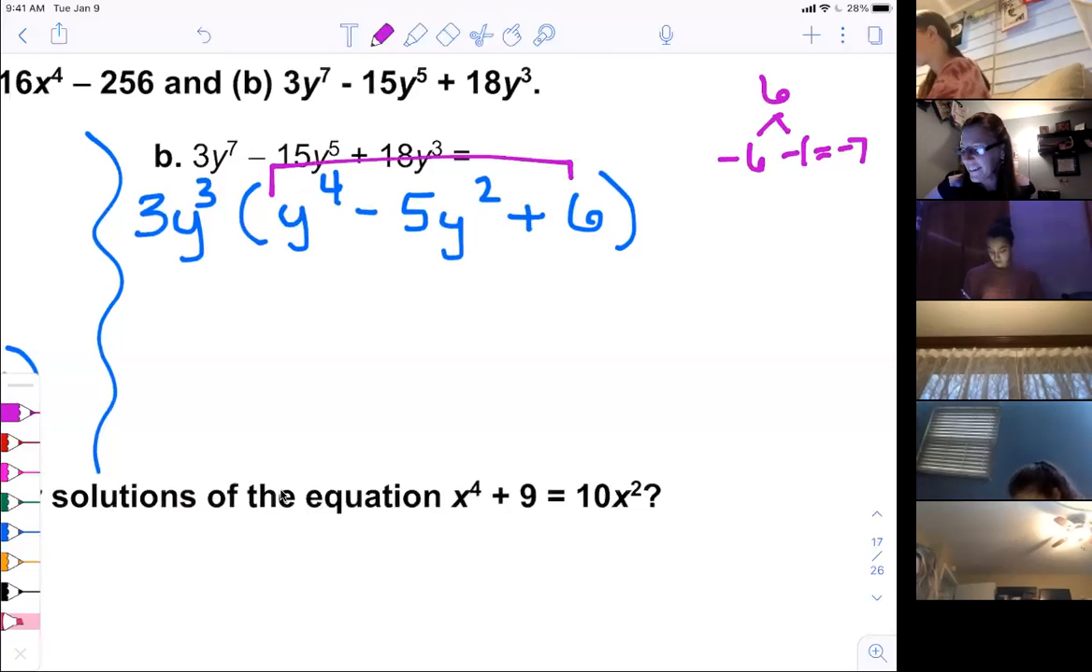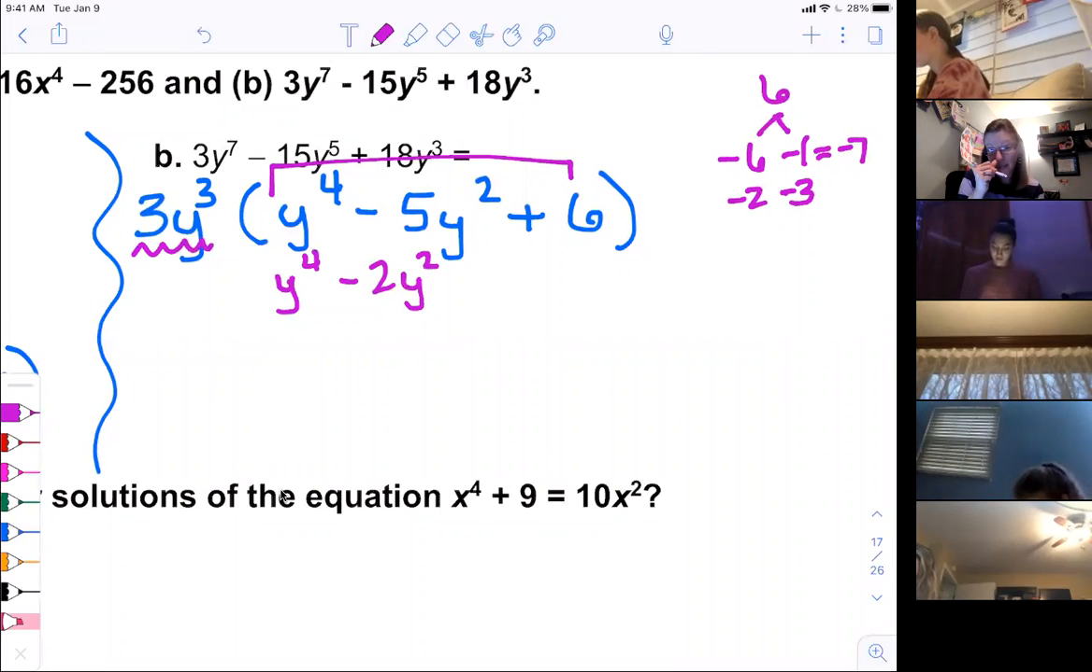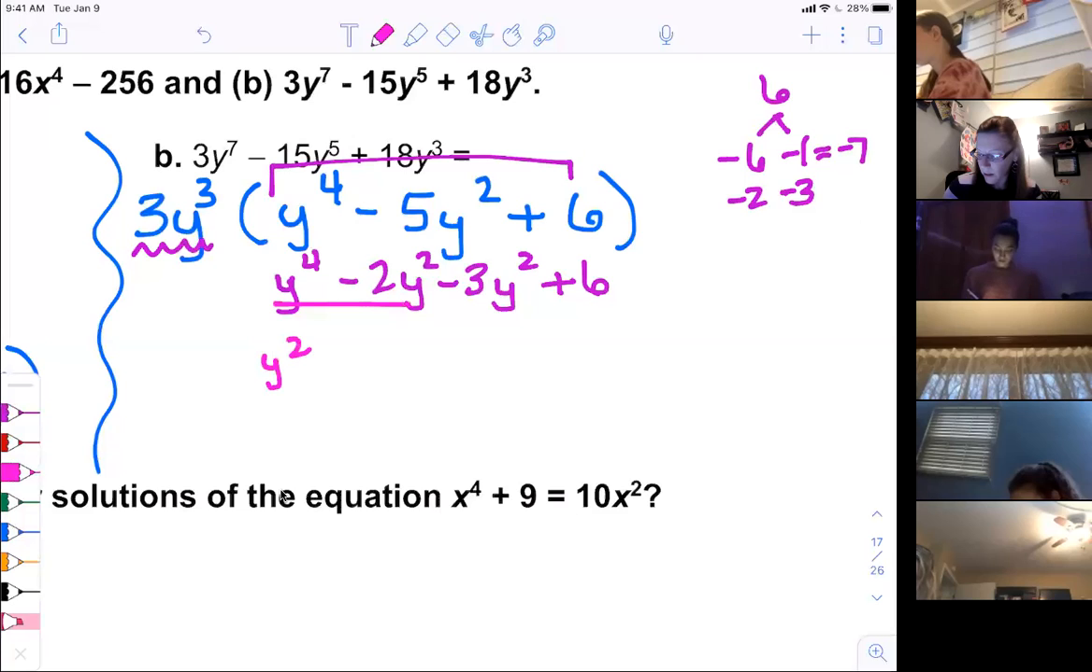2 and 3. There we go, 2 and 3. So we're going to try and factor this with that grouping. I'm going to forget about that 3y cubed for a minute, just so it doesn't get messy. So I have y to the fourth minus 2y squared. It has to be y squared now because it's 5y squared, minus 3y squared, and then plus 6. So factor by grouping, I can pull out a y squared. Factor by grouping, I can pull out a negative 3.